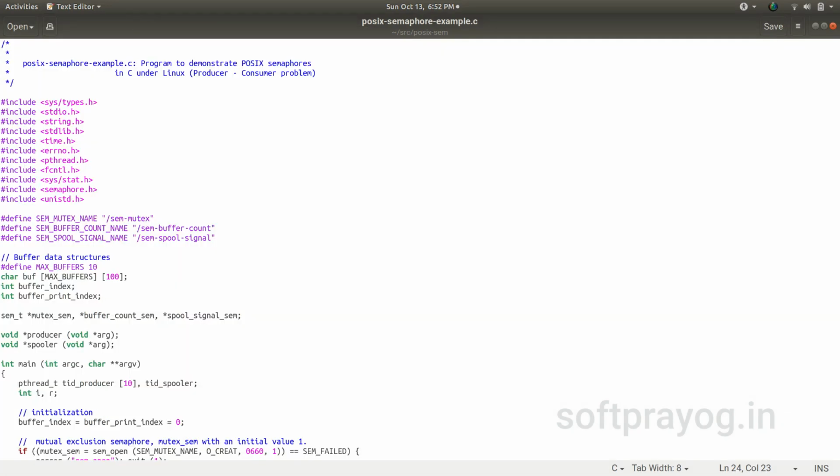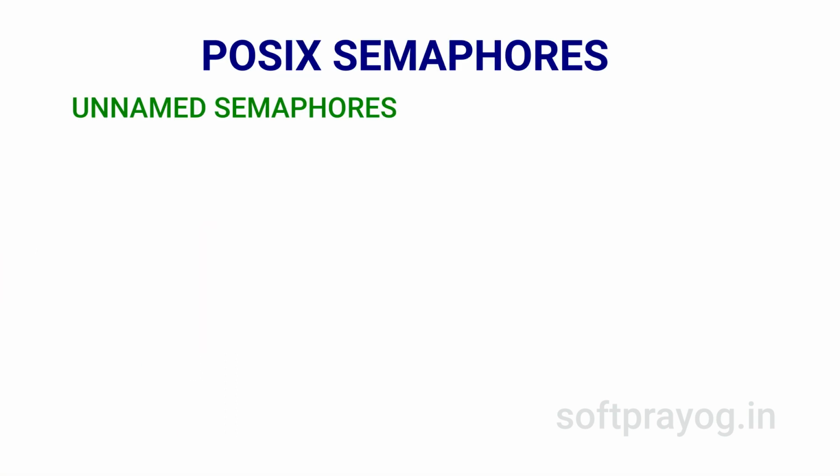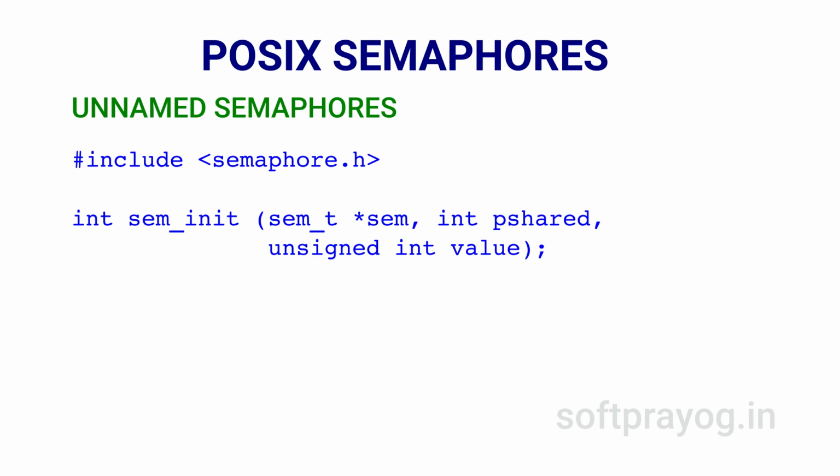In the previous example, the semaphores have a name. We have sem mutex, sem buffer count, and sem spool signal semaphores. That's not really necessary. After all, these semaphores are being used in a single program, and we can instead use unnamed semaphores. Unnamed semaphores do not have an external name. So sem_open and sem_unlink system calls are not relevant for unnamed semaphores. Instead, we have a sem_init system call. With sem_init, we get an unnamed semaphore.